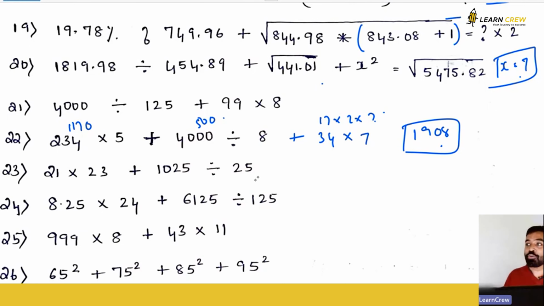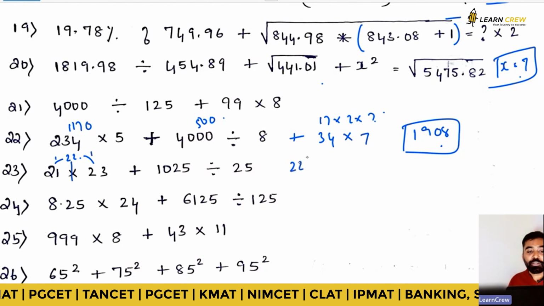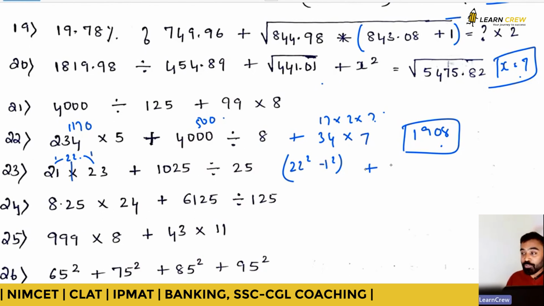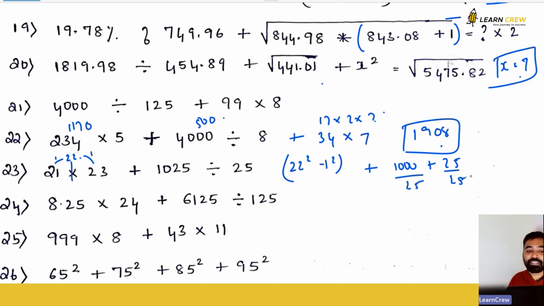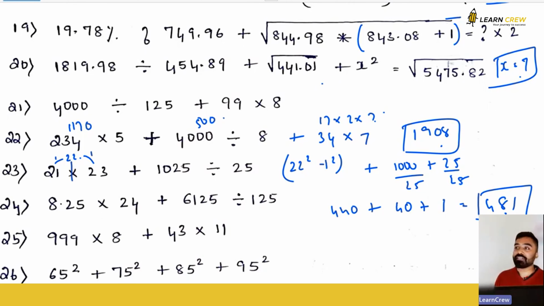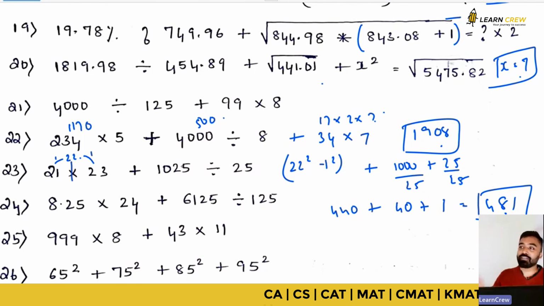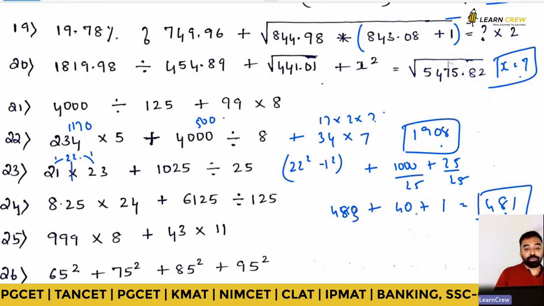23, how are you solving it? Don't use direct multiplication. For this 21 into 23, the in-between number is 22. This is going to be plus 1, this is going to be minus 1. So it is 22 square minus 1 square, plus 1025 divided by 25. It can be written as 1000 plus 25, divided by 25. That is going to be 22 square, 441 minus 1 is 440, plus 1000 divided by 25 is 40, plus 1. Whenever you get 1375, split it into two different numbers, 1000 and 375.